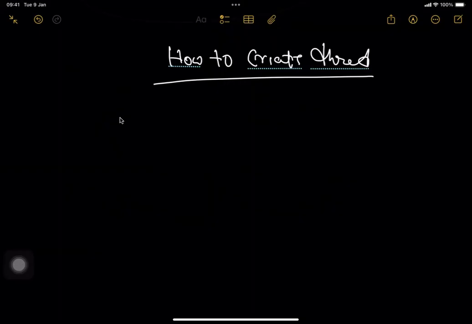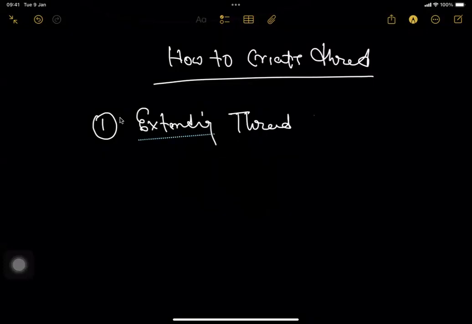So there are 4 ways to create a thread in Java. Most popular, and in my understanding, only 2 ways, but if you go through books, they will say 4 ways. The first way is extending the Thread class.